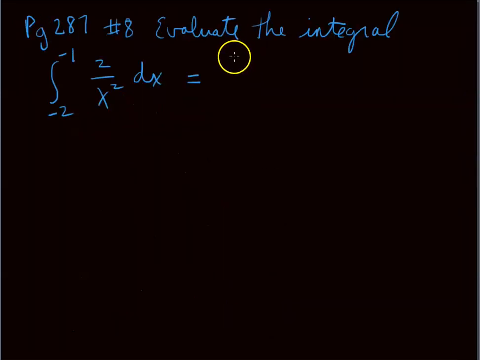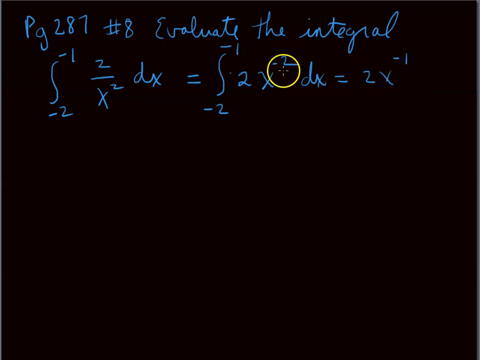So let's do another one. Page 287, number 8. Evaluate the integral. We need some practice here. So what we need to do is find the antiderivative of this. First of all, I'm going to rewrite it because I think this will make it easier. The integral from a negative 2 to 1, the definite integral. All right, this is 2x to the negative 2 dx. So this makes it a little easier because for all these polynomials, for each of the terms, add 1 to the exponent. So this is really 2x to the negative 1.